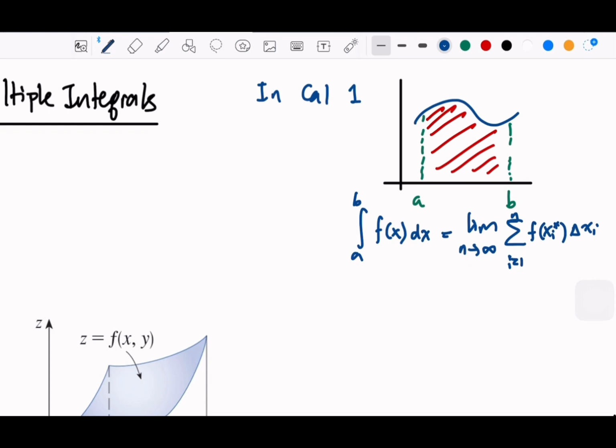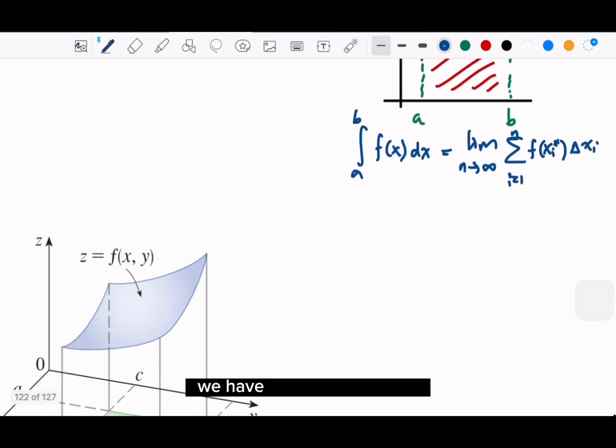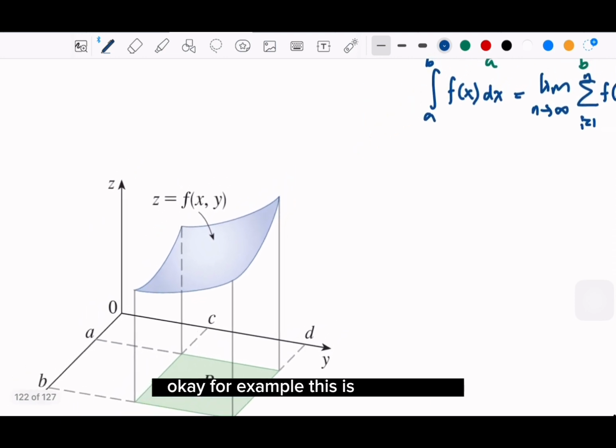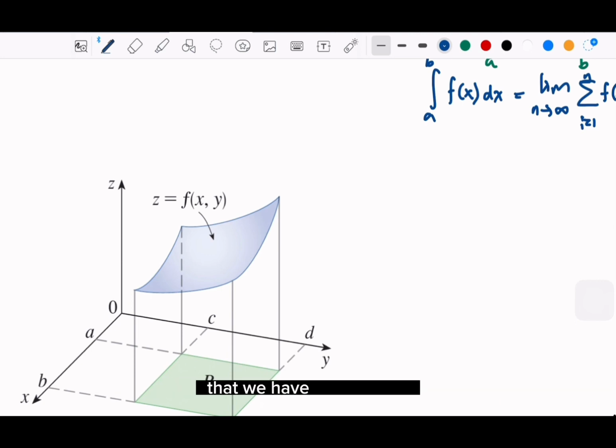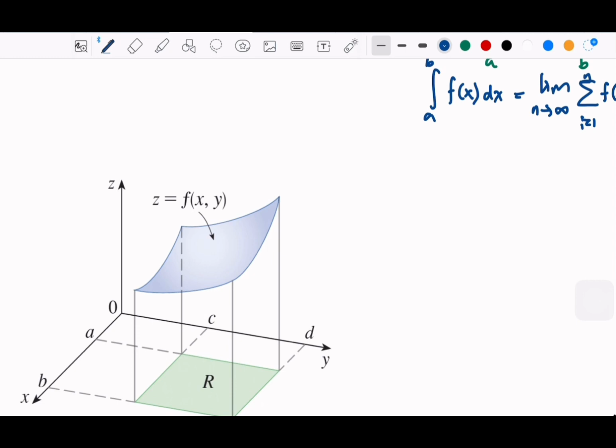Okay. That is in calculus 1. But now, in our multivariable calculus, we have something like this. Okay, for example, this is our surface. So we cut some pieces of it, and we define and project into our xy plane that we have some R here. Okay?